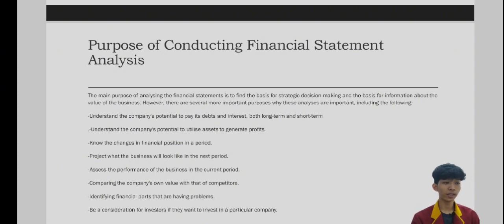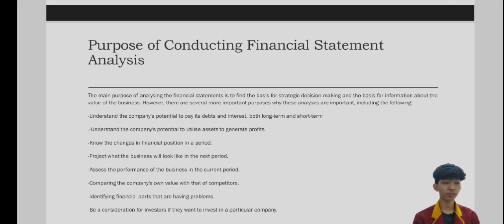The first, understanding the company's potential to pay its debts and interest, both long-term and short-term. Next, understand the company's potential to utilize assets to generate profits. Next, know the change in financial position in a period. Next, project what the business will look like in the next period. And next, assess the performance of the business in the current period.